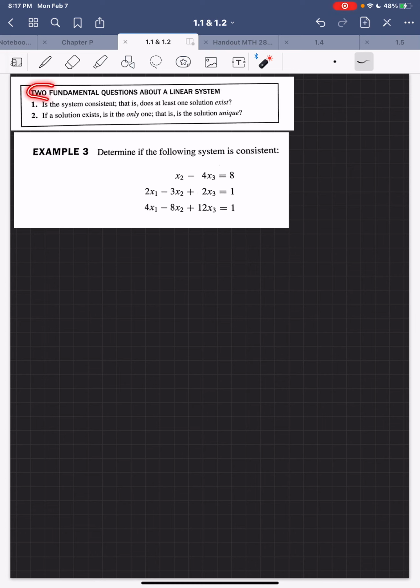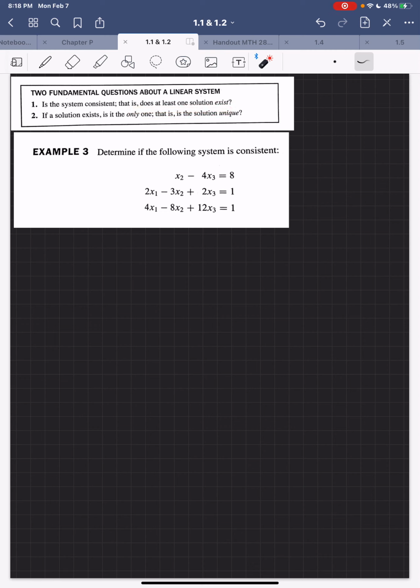So there's two fundamental questions that we care to ask about a linear system. The first question is, does a solution exist, right? At least one solution. Could be infinite, but does at least one solution exist? Remember how parallel lines never cross each other, right? So parallel lines have no solution to that system. Now, if at least one solution exists, we say that the system is consistent. So is the system consistent? If it is, then at least one solution exists.